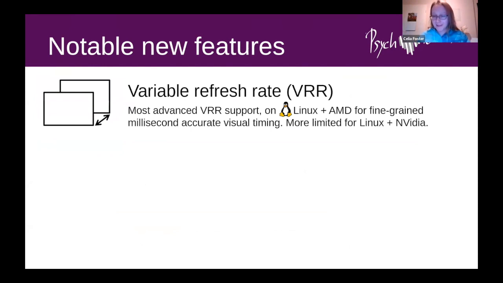Variable refresh rate, this is a really exciting new feature. Rather than just showing your stimuli at a fixed refresh rate, for example, 60 Hertz on a standard monitor, you can delay the presentation of a frame. That would allow you to show your stimuli at a different refresh rate than normal. You can specify that, or even dynamically change your refresh rate. That's available on Linux, ideally with AMD. And I think it will open up a lot of really exciting possibilities in visual science.